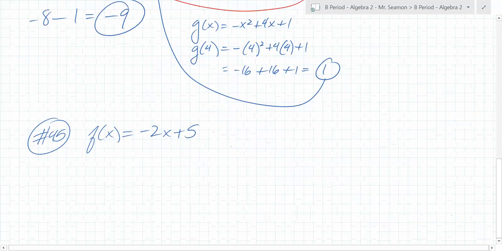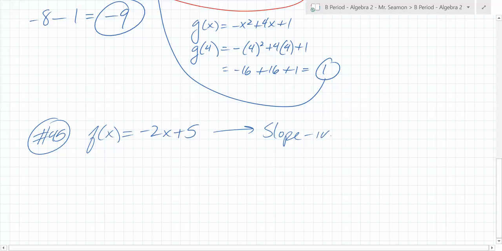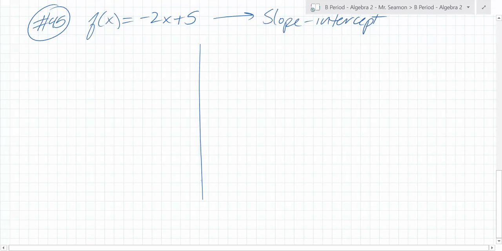What is this in? What form is this? Slope-intercept. And if you're going to graph something in slope-intercept, what point should you start at? Yeah, because it gives you it. Where is the y-intercept? 0, 5. I like you saying 0, 5. That's fine. But right there, that's the point 0, 5.